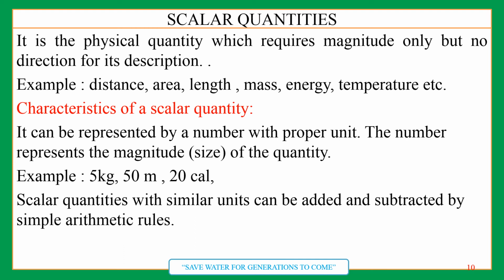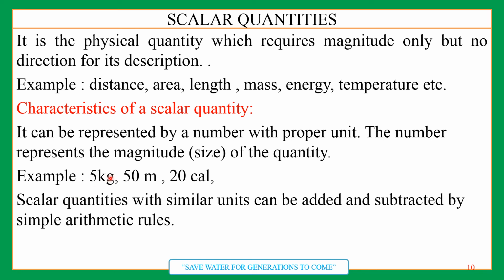As we say, the length of the classroom is 3 meters. With 3 meters we have nothing to do with direction, so 3 meters is a scalar quantity. 3 is the numerical component, meter is the unit. Scalar quantities can be represented by a number with a proper unit, like 5 kg or 50 meters. But if we write grams in place of kg, then the number will also change. 5 kg will become 5000 grams. So with a change in unit, the numerical value also changes.